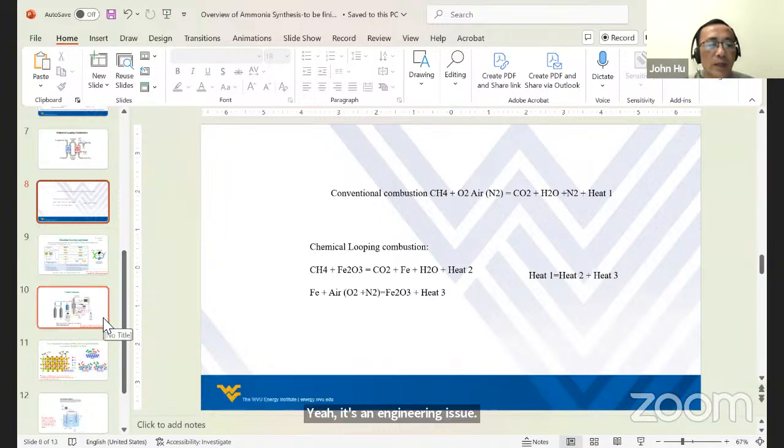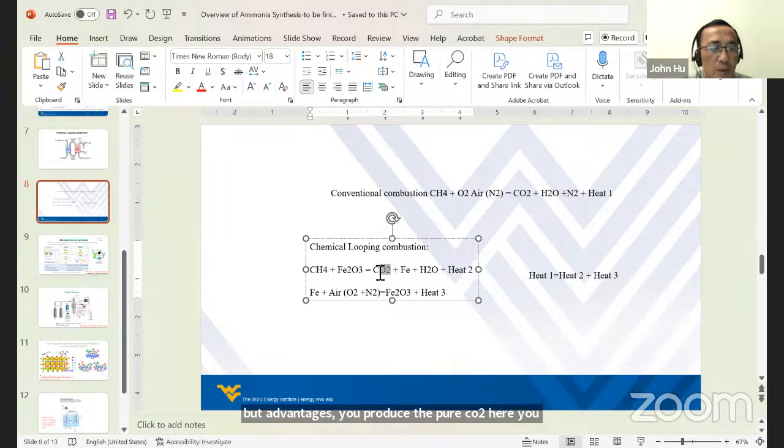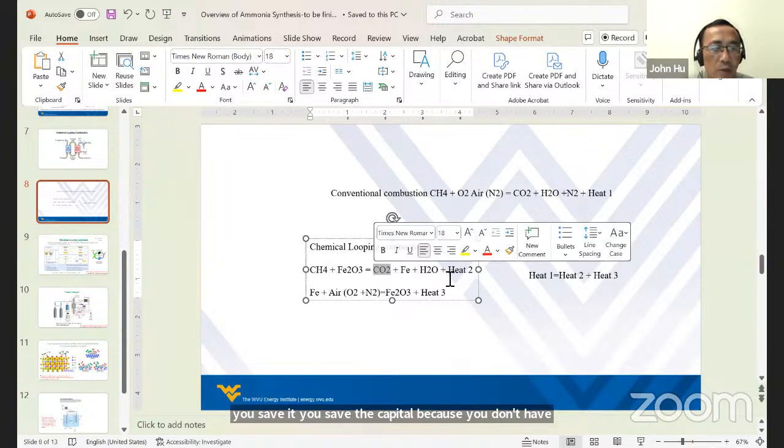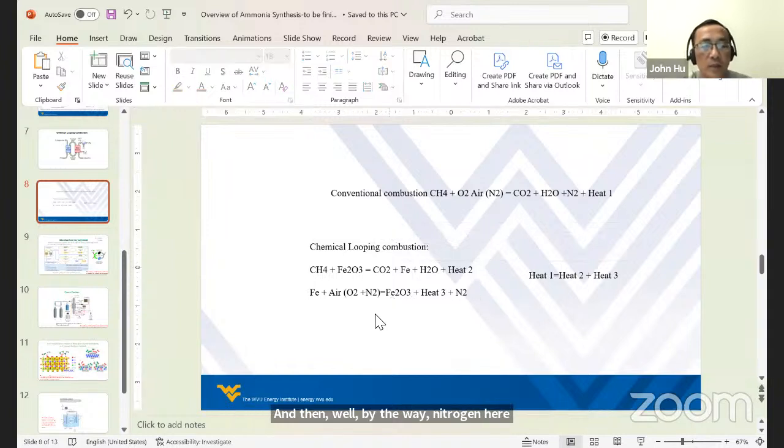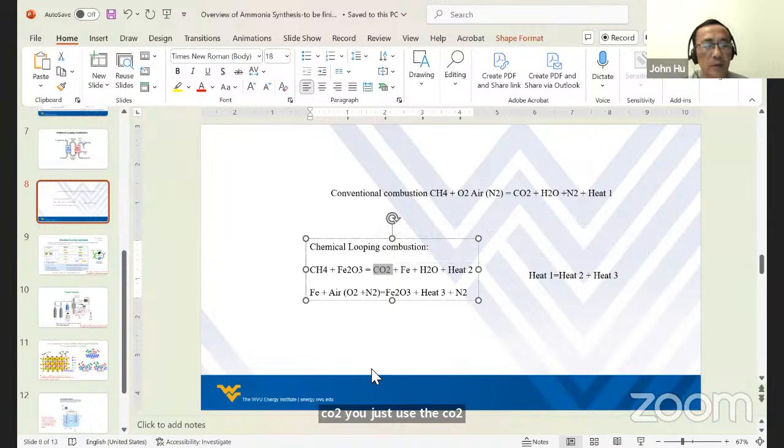That's why I didn't enter into the discussion on advantage and disadvantage. There are a lot of disadvantages, but the advantage is you produce the pure CO2. Here you save the capital because you don't have to capture CO2, because CO2 never sees nitrogen. Nitrogen is in the second vessel. But here, since you put the methane and air together, CO2 and nitrogen combine together. So in the chemical looping combustion, you do not need to capture CO2. You just use the pure CO2, because it's here. Make sense?